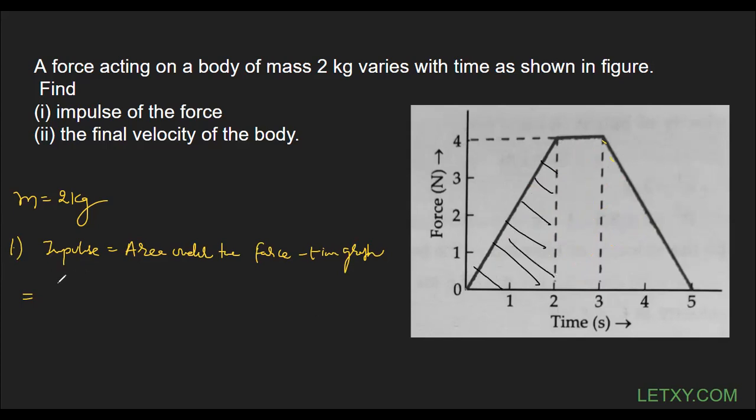So area of this triangle is equals to half into base into height. So you can see the base is actually, this point is 2 and this point is 0. So I'm going to write 2 minus 0. Okay. And the height is, this point is 0 and this point is 4. So you can see 4 minus 0, right? Plus, then we have a rectangle. You can see this is the rectangle. Let me show you. This is the rectangular part. And the area of rectangle is length into breadth. We all know that, right?